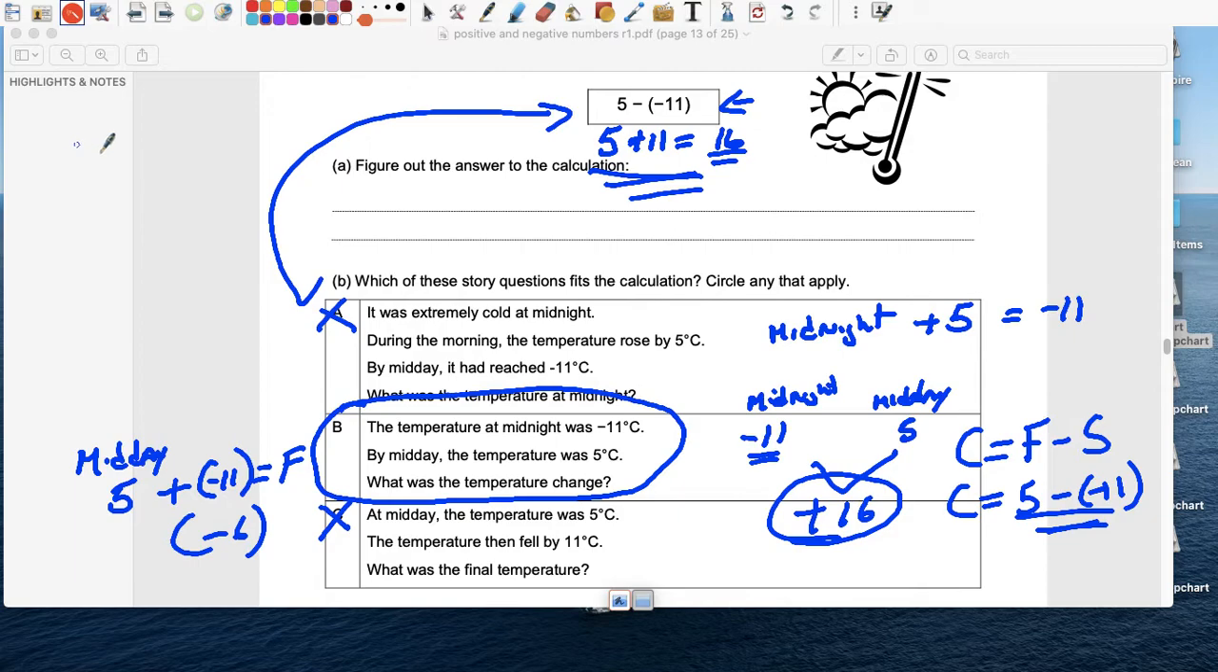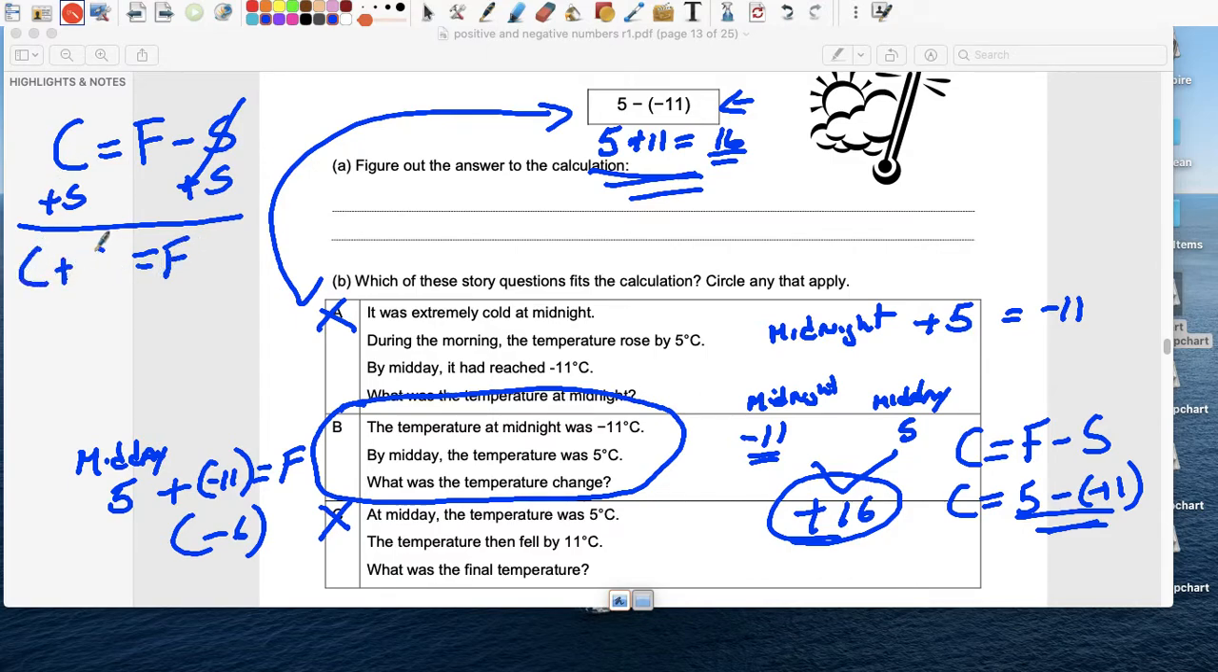So one of the things that hopefully you noticed is that I have a little relationship here. Change equals final minus start. And I can play with this to find out what final is and what start is. Let me add S to both sides. If I add S to both sides, this goes away, and for the final temperature I get change plus starting. So I have C equals F minus S. I can also have that F is C plus S.